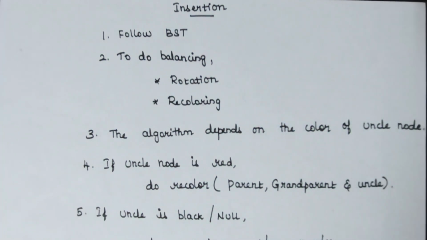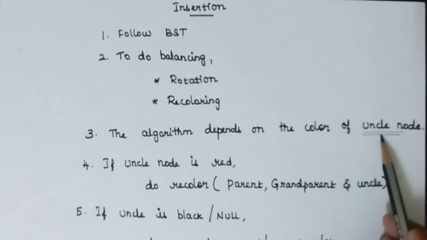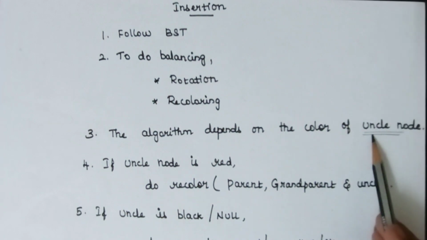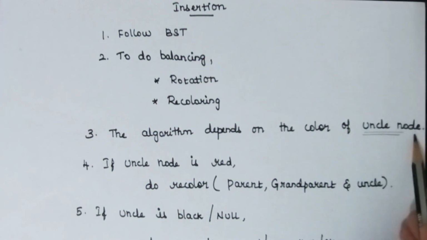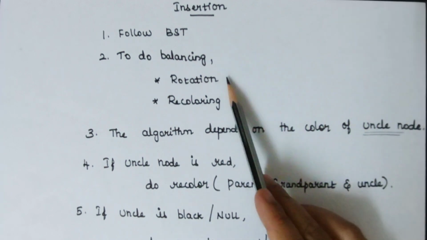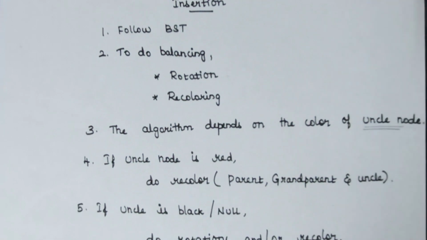So here, when we have to apply rotation and when we need to do recoloring is completely dependent on the color of the uncle node. Here, what is called the uncle node? Uncle node is nothing but the node which is the sibling of the parent node. So the sibling of the parent node is called the uncle node here. So based on the color of the uncle node, we are going to perform either rotation or recoloring. So when will rotation happen and when will recoloring happen?